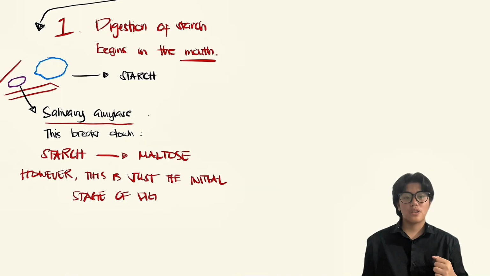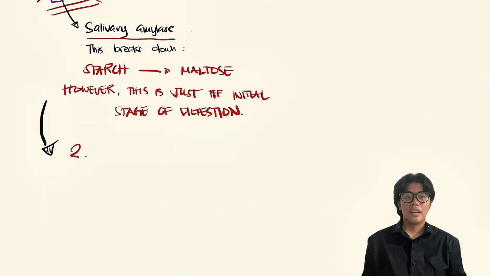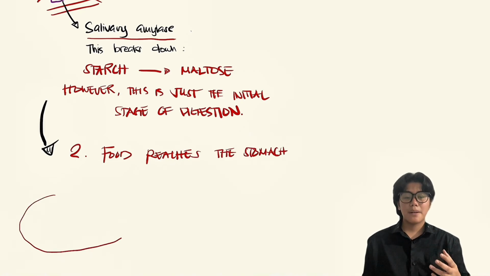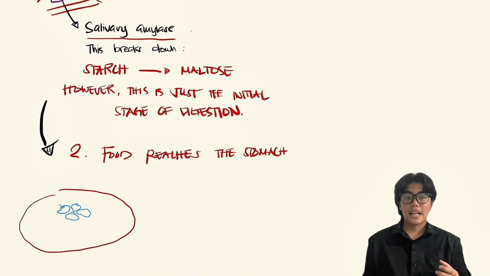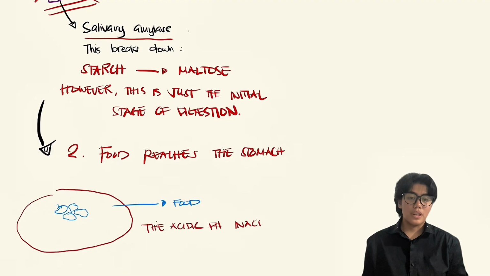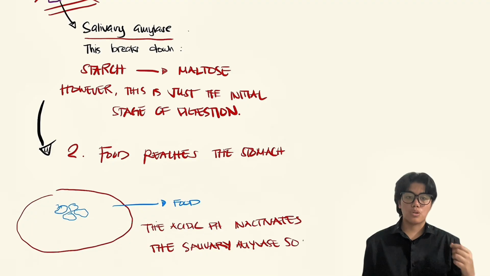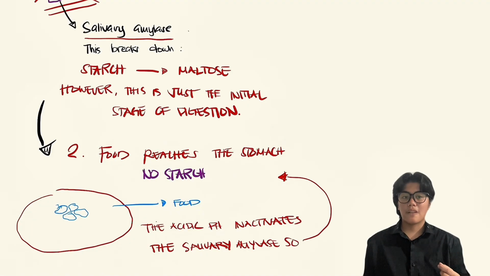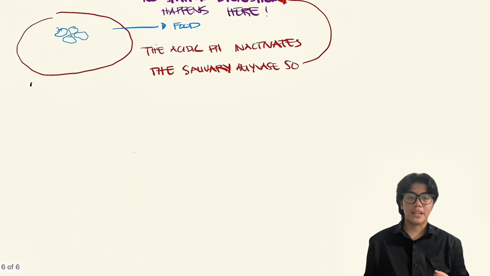However, that's just the initial stage of digestion. Second, your food enters the stomach. However, the acidic pH of the stomach inactivates your salivary amylase. Why? Because the acidity of the stomach is about 1.5 to 3, which denatures the enzyme, leading to its inactivity. Your salivary amylase works best at slightly acidic to neutral conditions, about pH 6 to 7. So that's why in this area, no starch digestion happens.